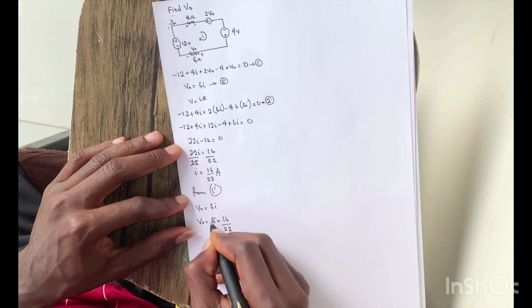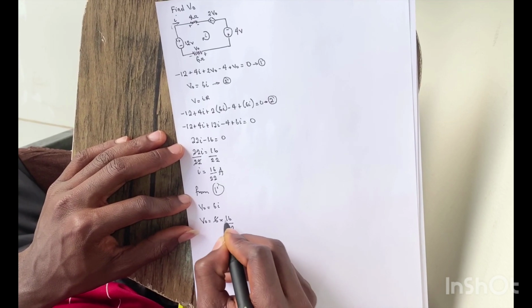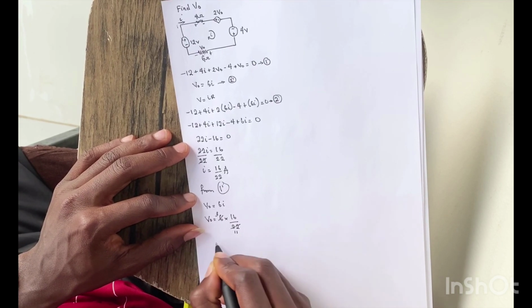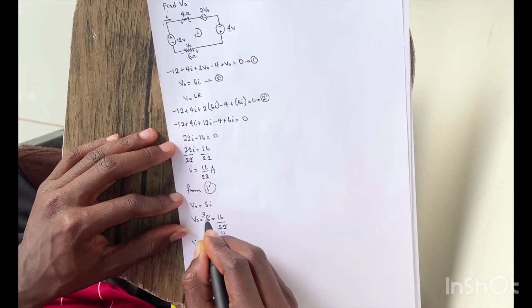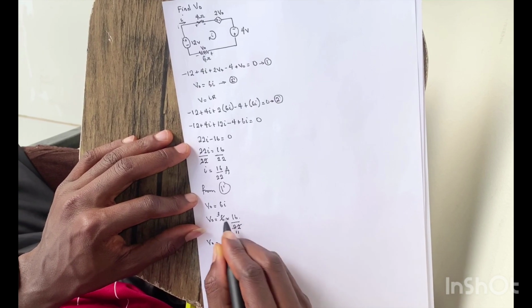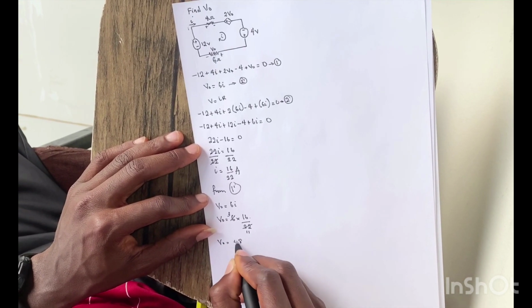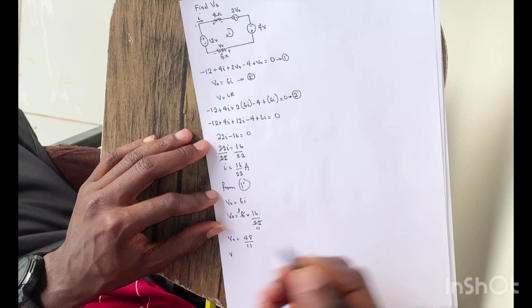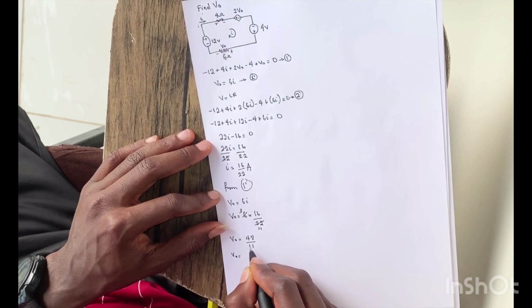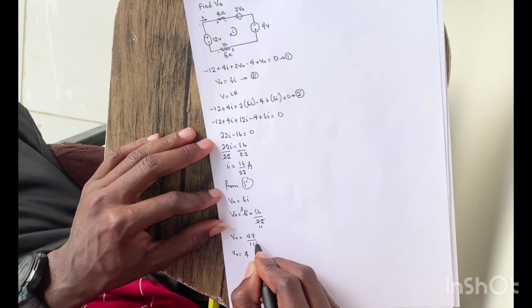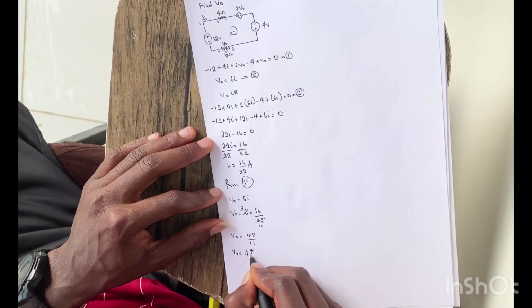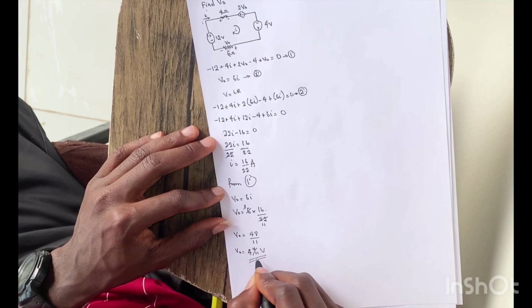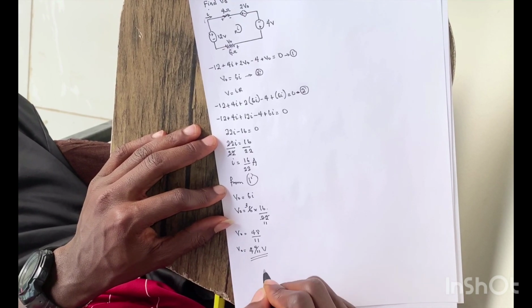2 goes into 6 three times, and 2 goes into 22 eleven times. So VO is equal to 16 times 3, which gives us 48 all over 11. You can further simplify this to 4 whole number 4 over 11 volts. So we have found our VO for this question.